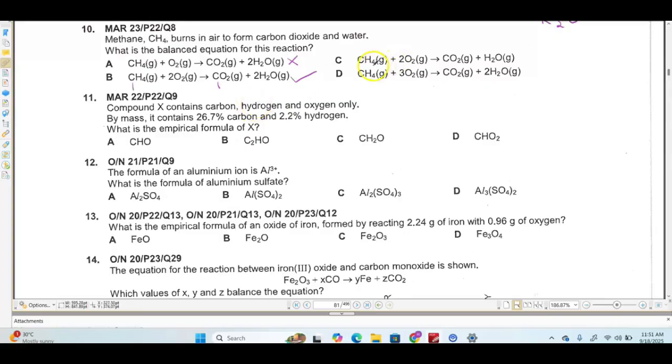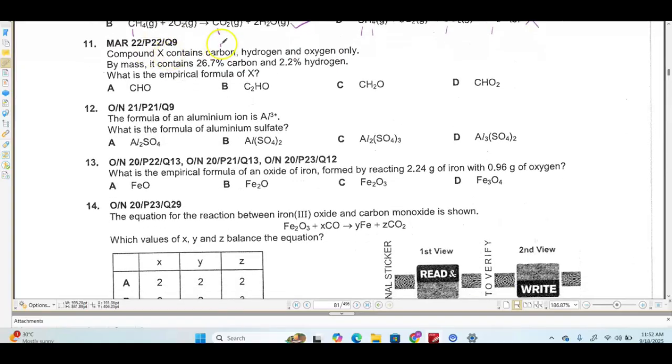But let's move forward and see the other as well. It's carbon to carbon, hydrogen 4, hydrogen 4, oxygen 4, oxygen 4. Okay. 1 carbon, 2 hydrogens, 4 hydrogens. No, this is not correct. 1 carbon, 4 hydrogens, 3. Okay, this is also not balanced since oxygen is not balanced. So B is our correct option for question number 10. Okay, question number 11.